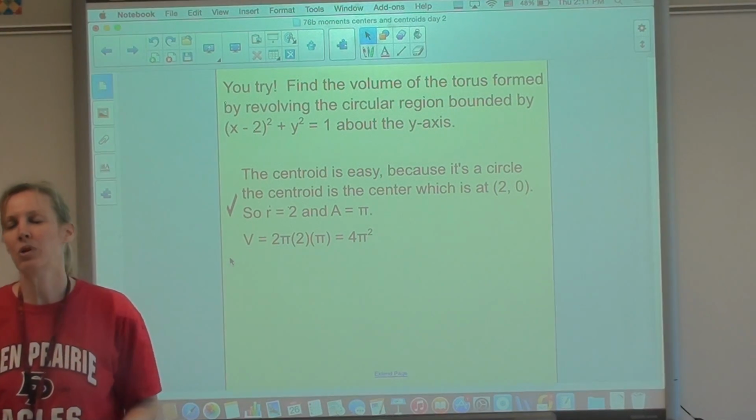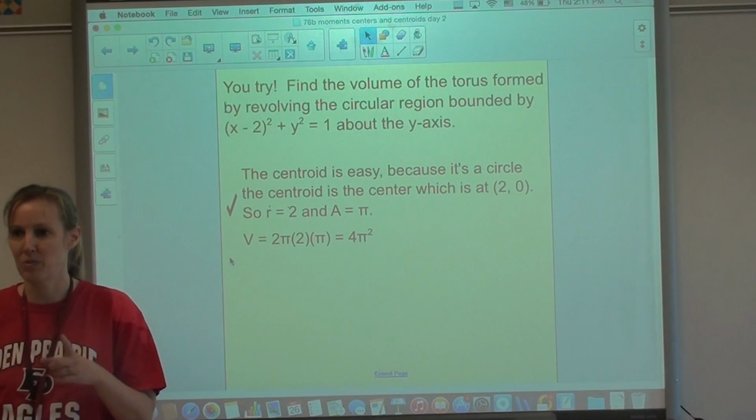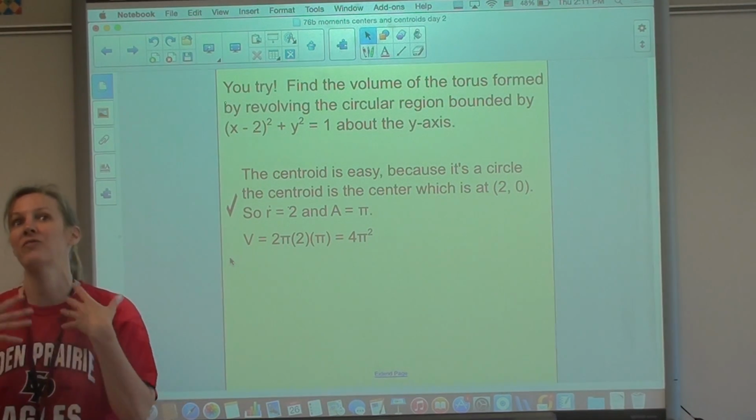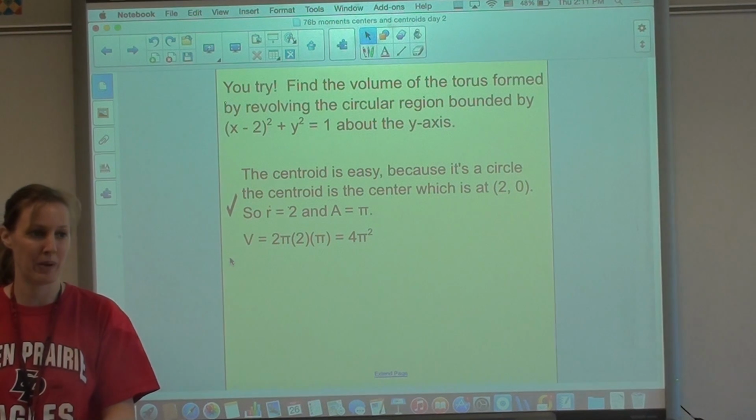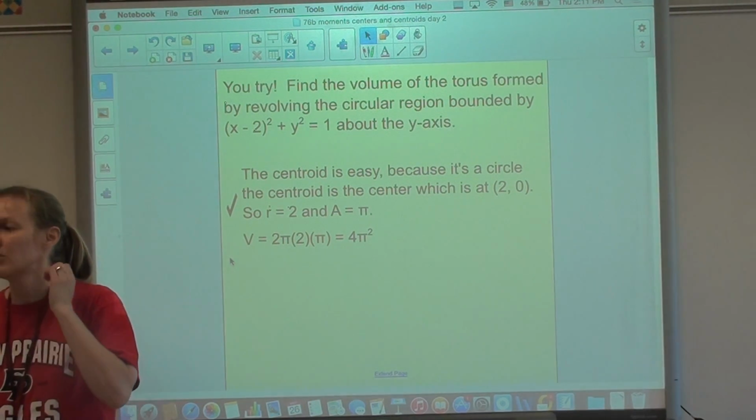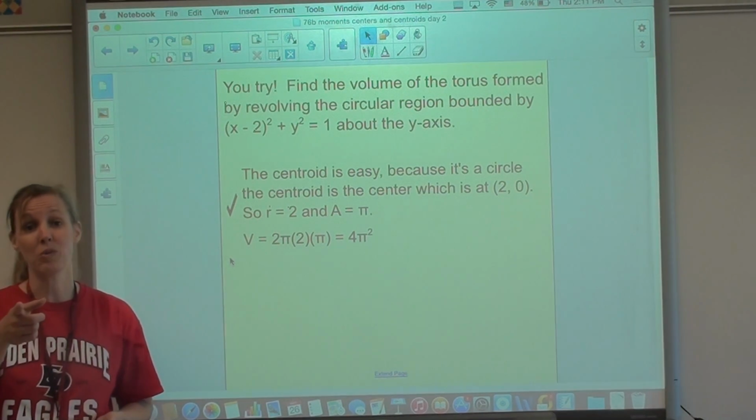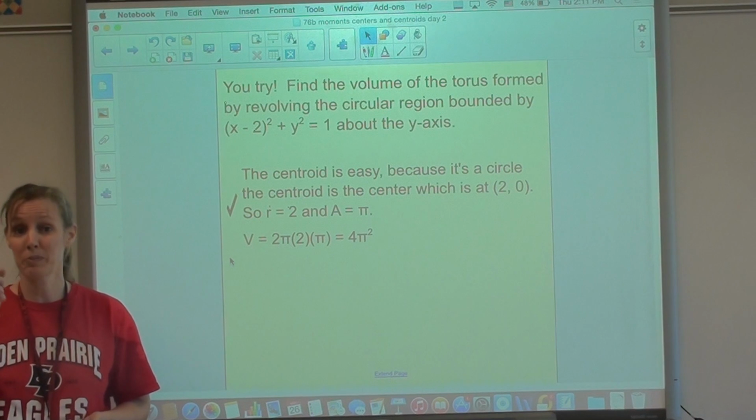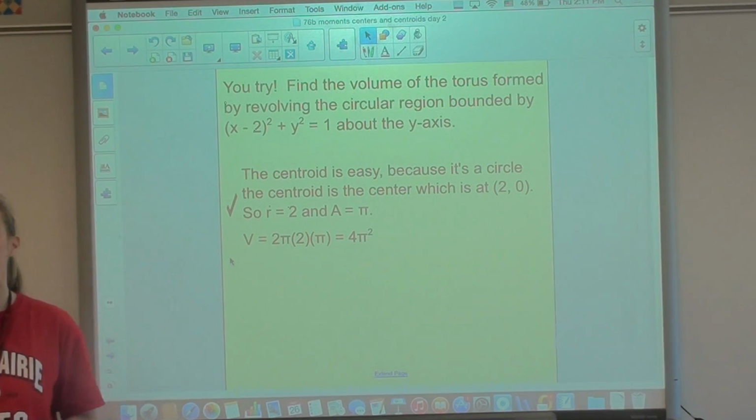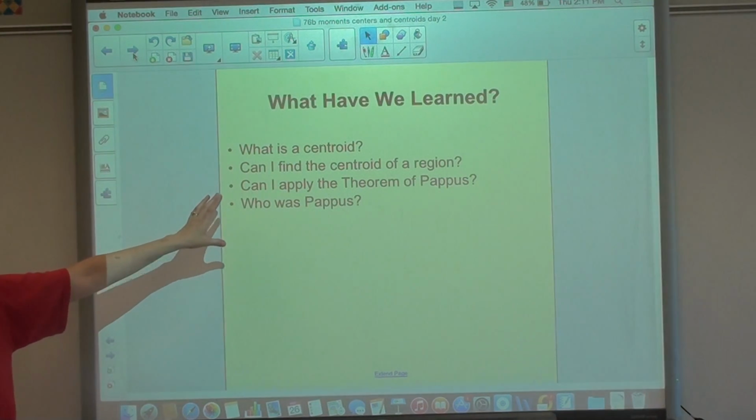Now, I need to warn you, the theorem of Pappus problems obviously are going to get a little bit more difficult. They're not going to be circles. They're going to be funky regions where you'll have to find the centroid, right? With the method you've been learning. So, don't worry, I'm so glad you want to do one, and you will be doing some, but not at this moment. Okay, alright, so really quickly, we're just going to do a what have you learned, and then we have other things to talk about.